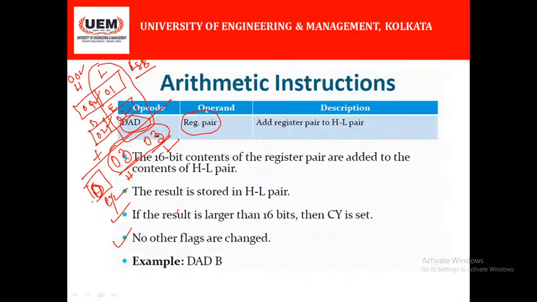Because there is a chance of an outside carry which can be either 0 or 1. If no carry is generated, then carry flag is 0, otherwise carry flag is 1. Example, DAD B. If I write DAD B, then very simple, the value of the HL register pair, which is 16-bit data, and the value of the BC register pair is going to be added, and the result is stored in the HL register pair. Carry flag will be affected after this operation.